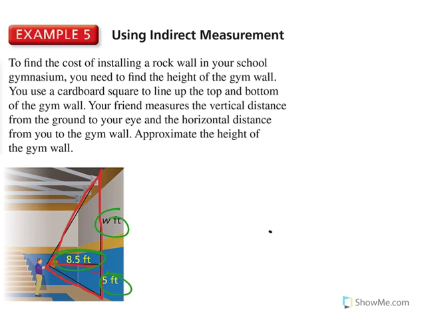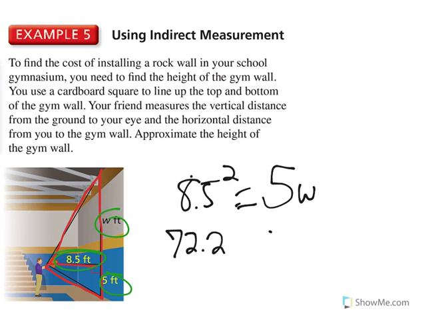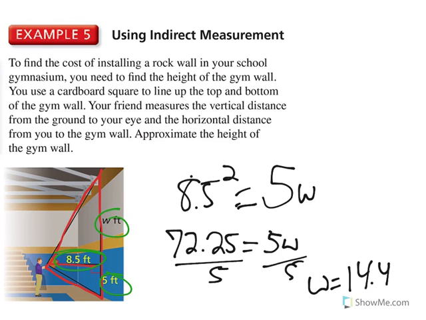So remember, for the altitude, the altitude squared is equal to the other two parts multiplied together. If I write this out, I would do 8.5 squared is equal to the other two parts multiplied, so 5w. When I do 8.5 squared, I get 72.25 is equal to 5w. I divide by 5 on both sides, and I get that w is equal to about 14.45, and they measured it in feet.